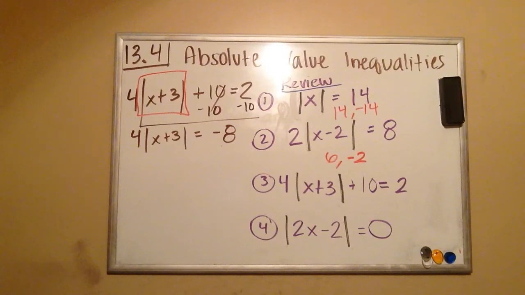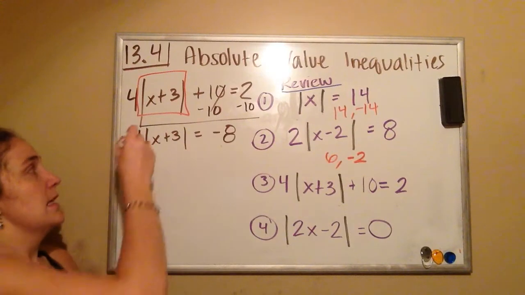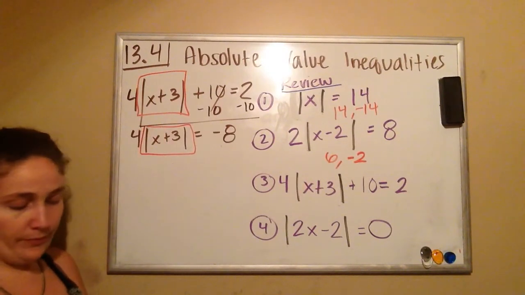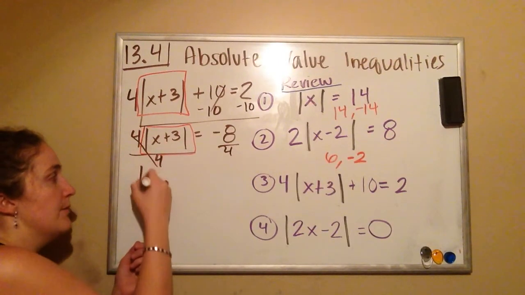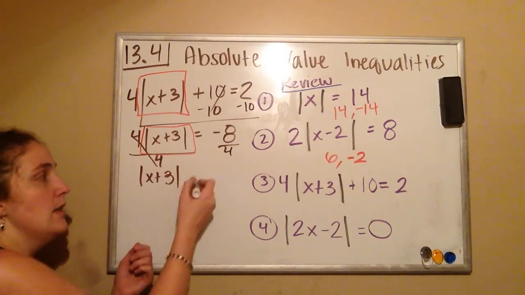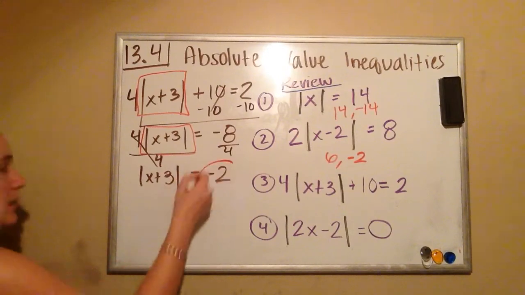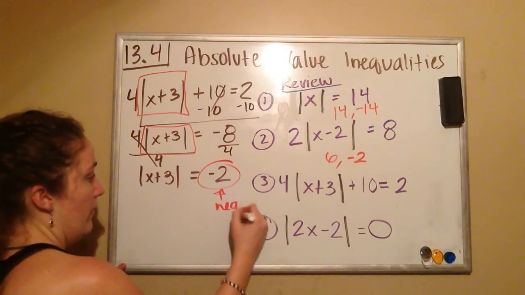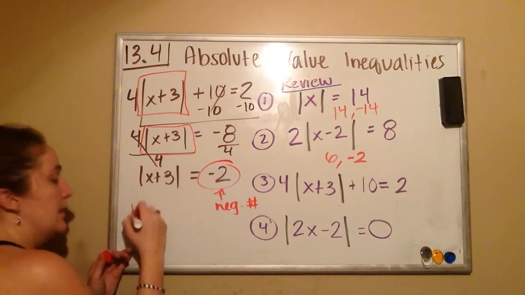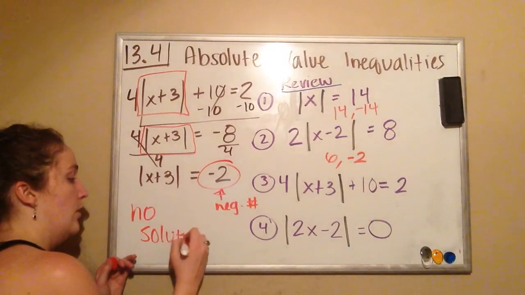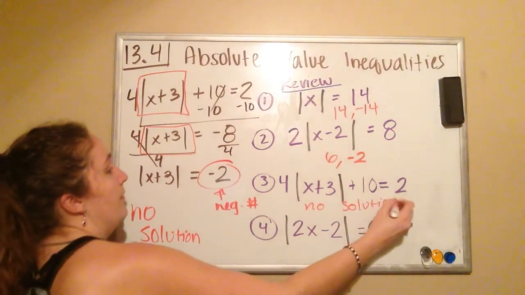Still can't make any assumptions. We still don't know how many solutions. We've got to get rid of that 4 because we're still trying to isolate this absolute value. Divide by 4. We get the absolute value of x plus 3, and it's isolated, equals negative 2. Now from here you should be able to tell automatically that since this is a negative number, and you can't plug anything into the absolute value to get out a negative number, this should have no solution. So no solution.